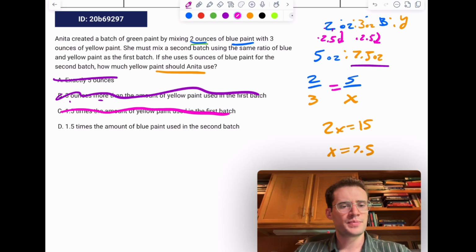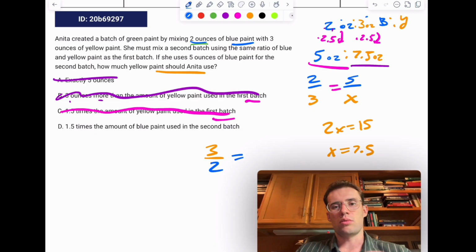So it's not that, which means it's going to be D, but let's see, also 1.5 times the amount of blue paint used in the second batch. Oh, in the second batch. So this was the first batch. In this batch, 1.5 times 5, which is 3/2. Okay, 3/2 is equal to 1.5. So that ratio of yellow to blue is 3 to 2, which is equal to 1.5.